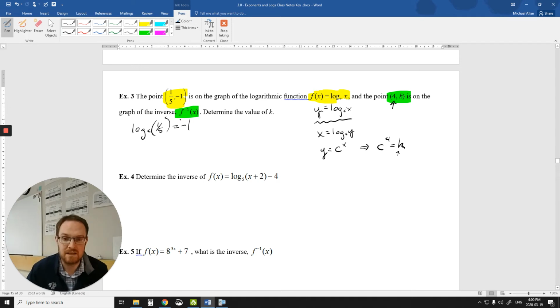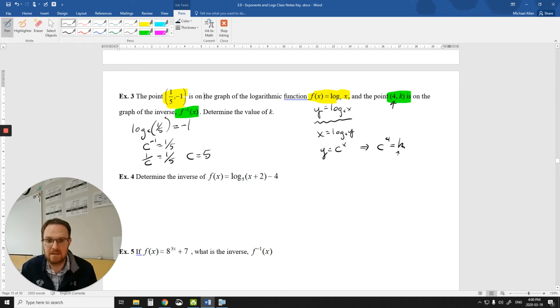Okay, makes sense. Now, to figure out what c is, that's inside this operation. It's log base c, and I can't really just divide anything over. I can't get c by itself here. So I'm going to just quickly do what I did over here, change it to exponential form. So this just says c to the power of -1 is equal to 1/5. And now I can solve for c. So -1, I can change that to 1 over c. And I can see that c is 5.